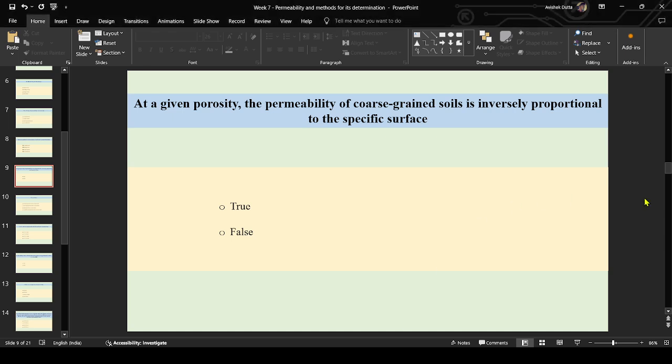Okay, I repeat the statement. At a given porosity, the permeability of coarse-grained soils is inversely proportional to the specific surface. Okay, is this statement true or false?